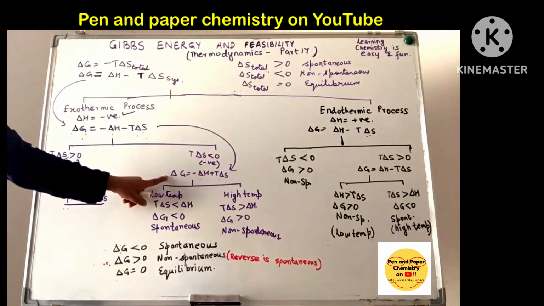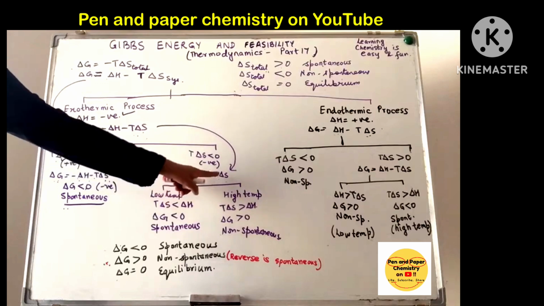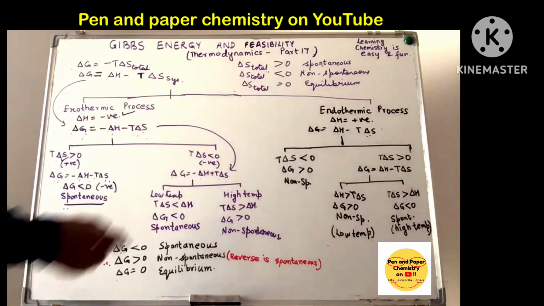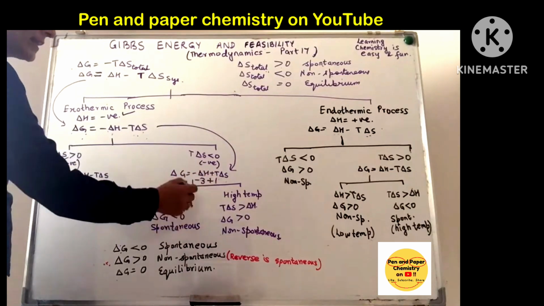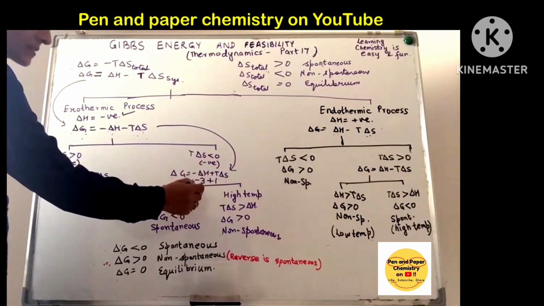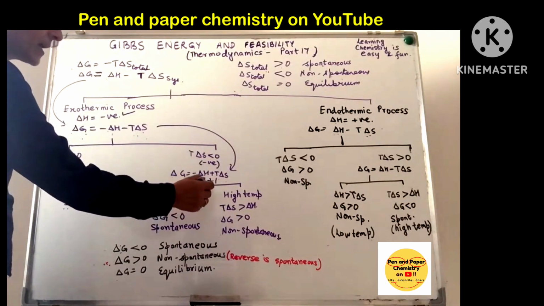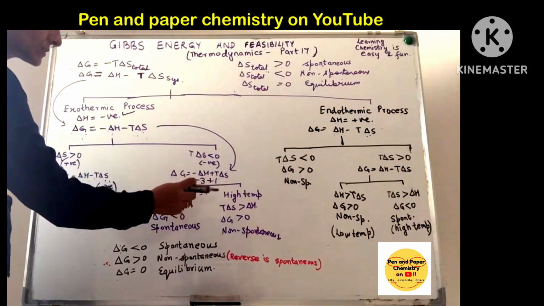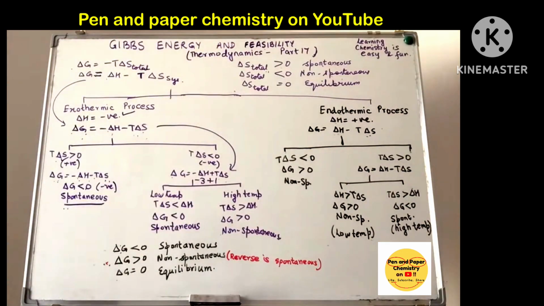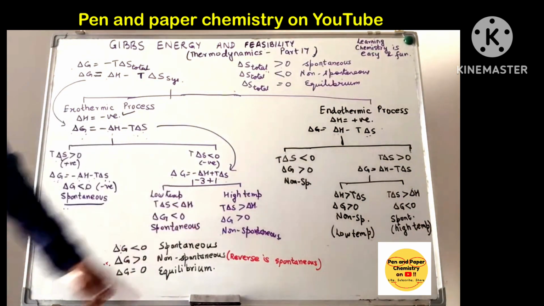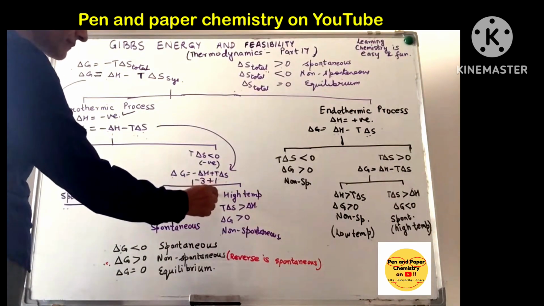Now whether delta G will be less than 0 or more than 0 depends on the numerical value of both of these. So let's suppose I have minus 3 plus 1, and the other I have minus 3 and let's say plus... what value do you suggest we take? We're talking about high temperature, that means T delta S becomes greater. So minus 3 plus 5.